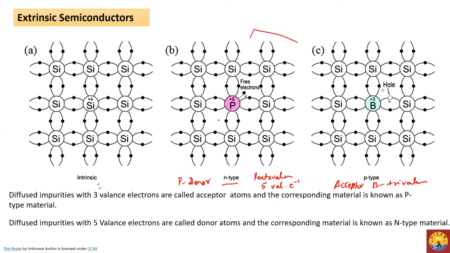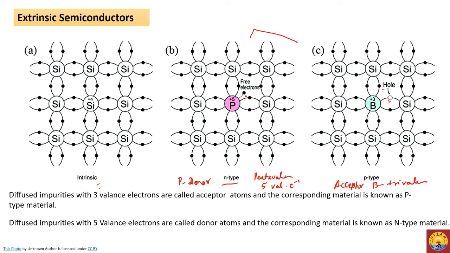Now, if it is clear, one more thing: when you have free electrons, that doesn't mean it does not have holes. It may also have holes, but a very minimum number of holes is present, with a maximum number of free electrons.